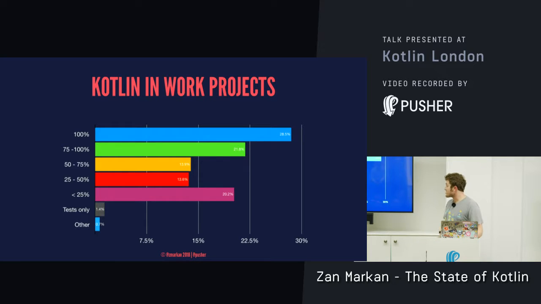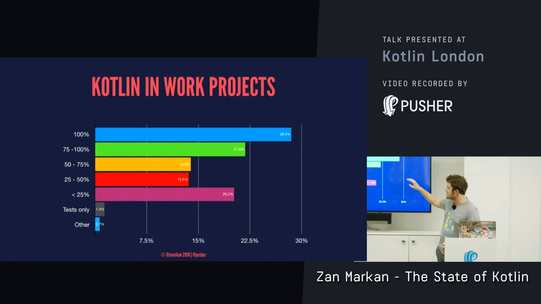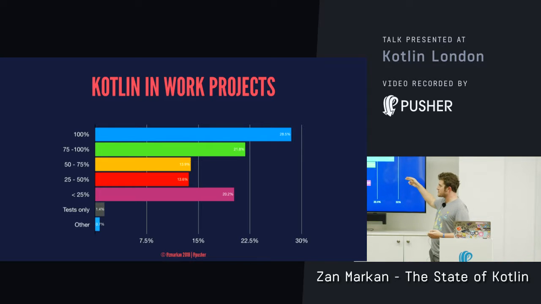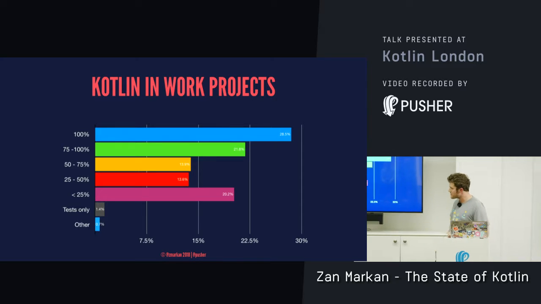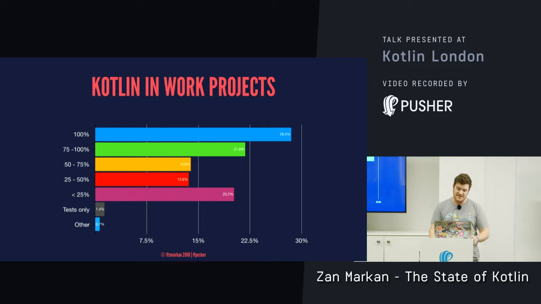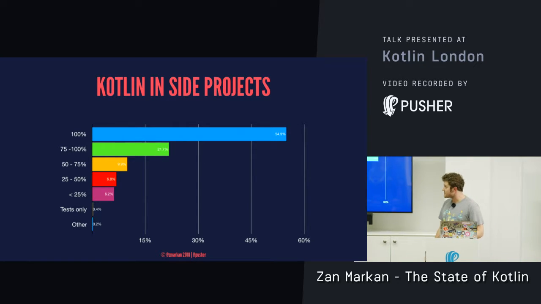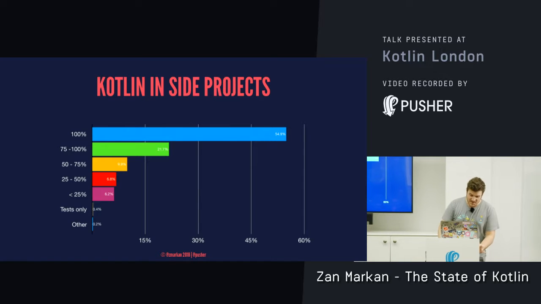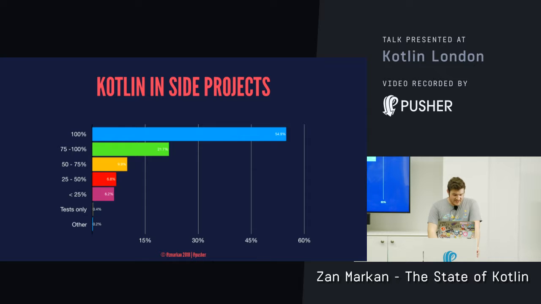In work projects, you see 25% and then about 15 to 20% in other distributions: 75 to 100, 50 to 75, and so on. 1.4% of people said they only use Kotlin in tests in their work projects. In their side projects, the distribution is quite different, because you see it's heavily skewed towards full-on Kotlin, or 75 to 100% Kotlin. In Android, I think the 25%-ish is probably XML for views. And a lot fewer people use it for tests on Android, apparently.